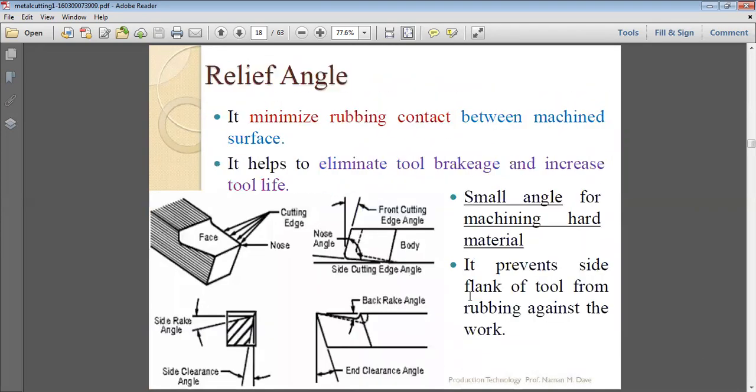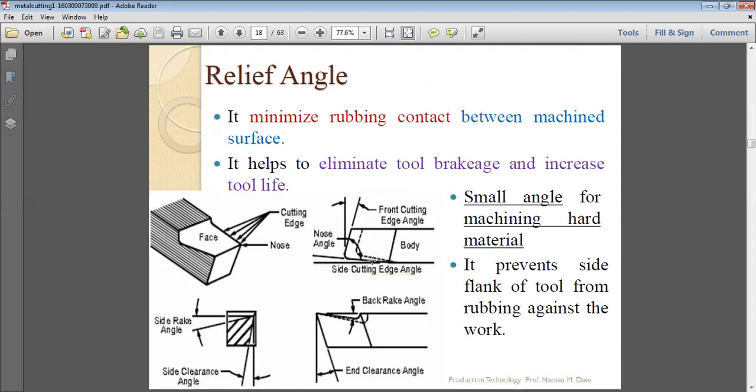Now what is the significance of these relief angles? Basically, they prevent the tool from making direct contact with the workpiece, so they minimize the rubbing contact. The tool is shaped inward on the front view and similarly on the side. This is the end clearance angle and this is the side clearance angle, or relief angle. The purpose is to minimize the rubbing contact.